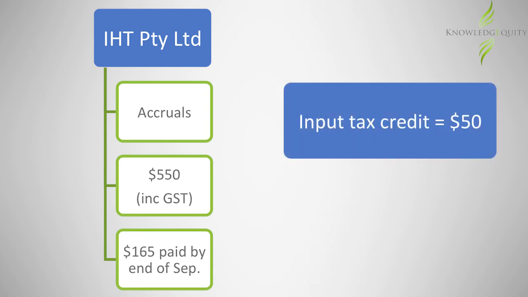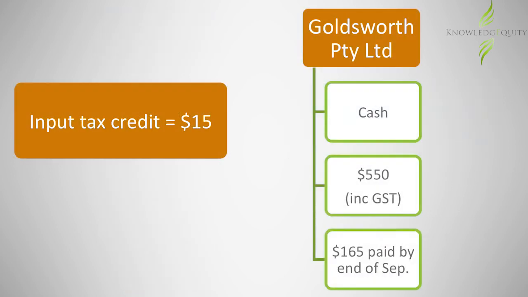As IHT is using the accruals method for reporting, it is entitled to a full $50 input tax credit in calculating its net GST payable for the September quarter in which the acquisition was made. On the other hand, Goldsworth is reporting on a cash basis and is therefore only entitled to an input tax credit of $15 for the September quarter. This is because a credit can only be claimed for the part of the consideration that has actually been paid by the 30th of September.